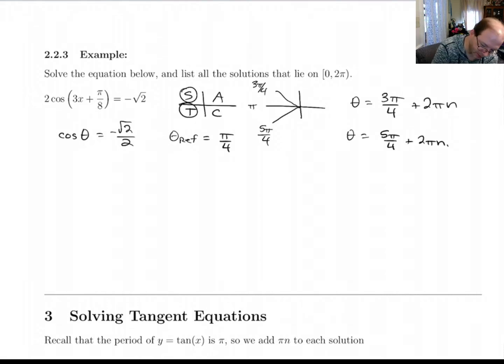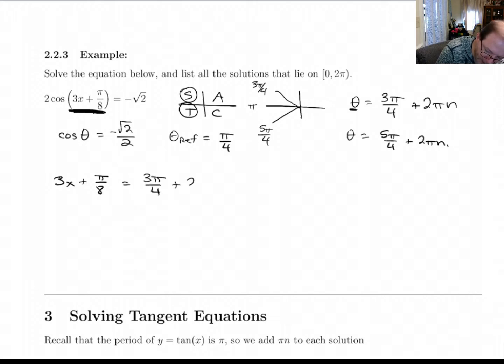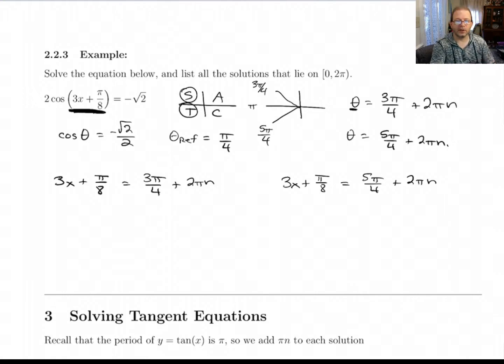All right, now we've got to replace, I didn't write it down over here, but theta is equal to this 3x plus pi over 8. So for both of these, I'm going to replace the theta with 3x plus pi over 8. So that equals 3 pi over 4 plus 2 pi n, and 3x plus pi over 8 is equal to 5 pi over 4 plus 2 pi n. So I've got to solve both of these.